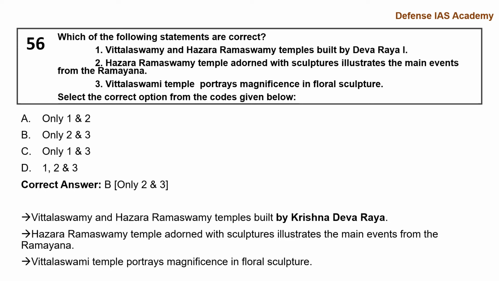The Hazara Ramaswamy temple is adorned with sculpture which illustrates the main events from the Ramayana. Vithalaswamy temple portrays the magnificence in floral sculpture.